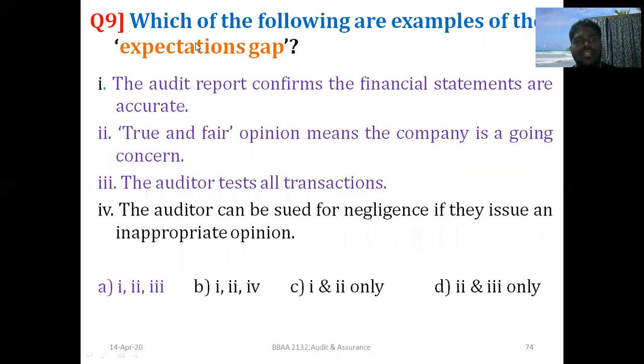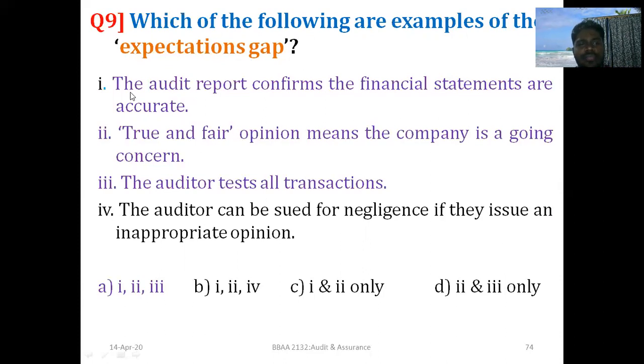Question number nine says, which of the following are examples of the expectation gap? This is similar to the previous question, number 7 or 6. When we discussed the expectation gap, we covered its meaning and its reason, which is unrealistic expectation. We discussed examples, and these are the examples. One by one we can see the answer.